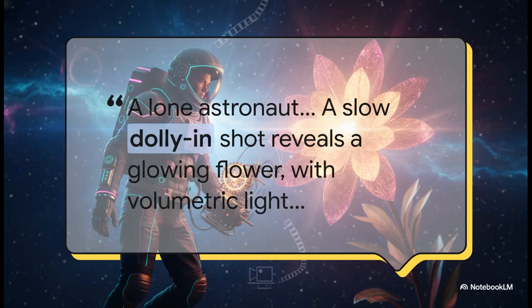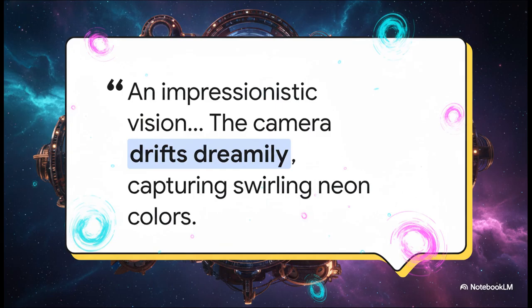And here's what that actually looks like. Here's a cinematic version for our astronaut idea. You see that professional language in there? Dolly In shot, volumetric light? The architect automatically adds these kinds of details to give your scene that truly film-like quality. Now look at the stylized version of that exact same idea. The language completely shifts to create a totally different mood. We've got impressionistic vision, drifts dreamily, swirling neon colors. It just goes to show you the incredible creative range you get, all generated automatically.